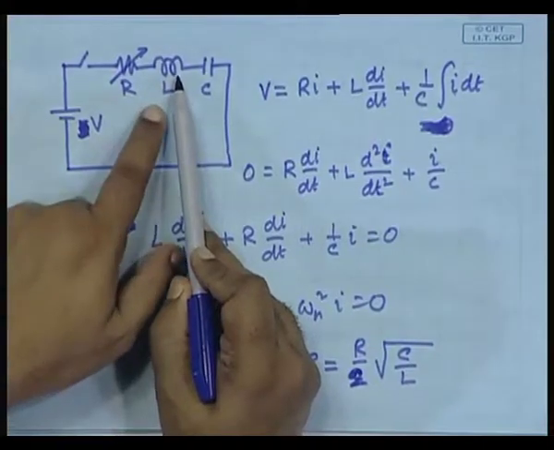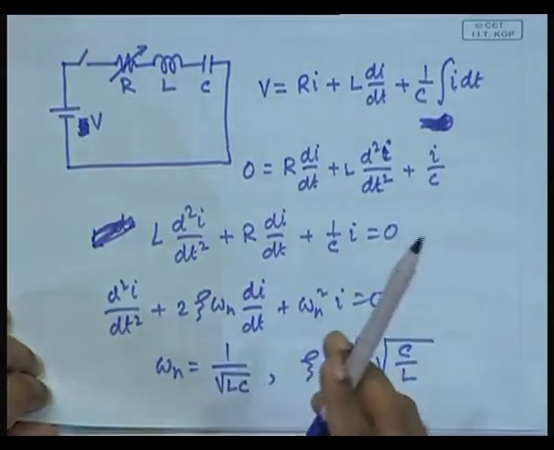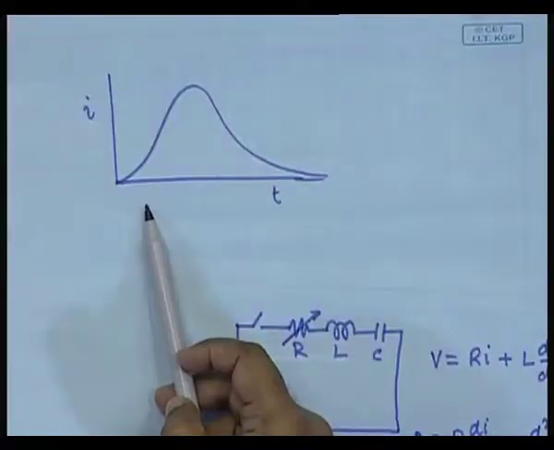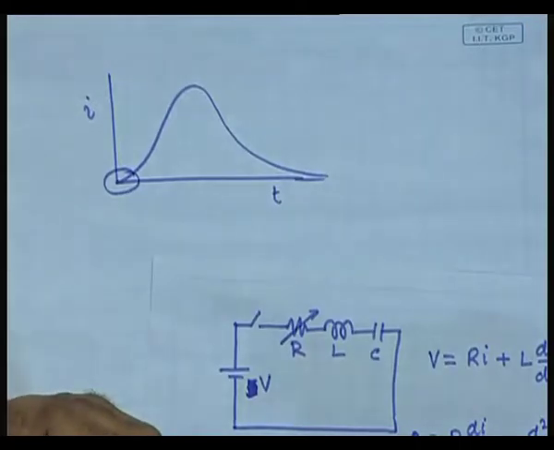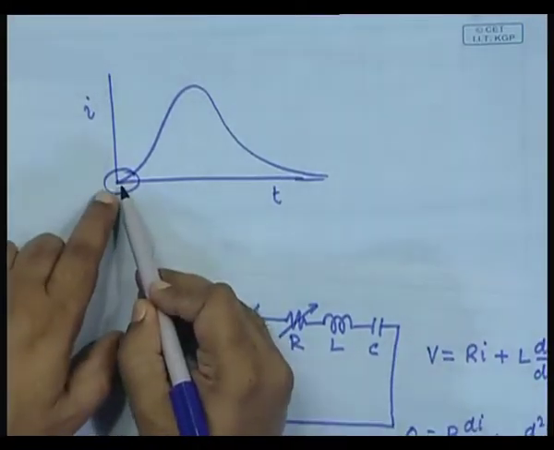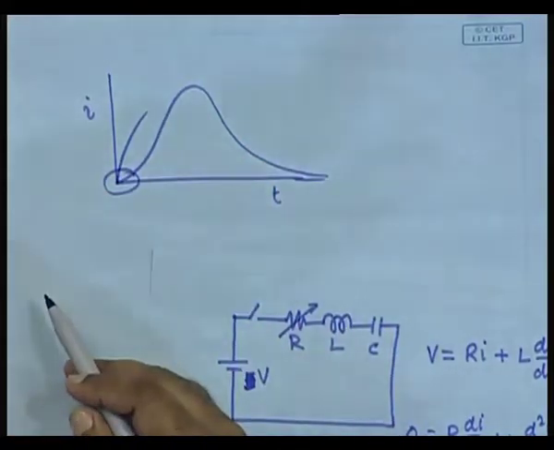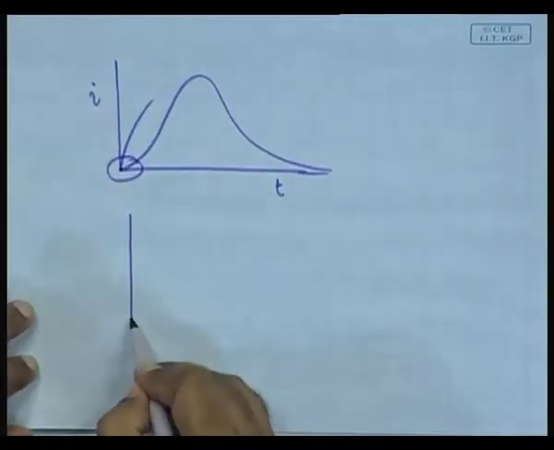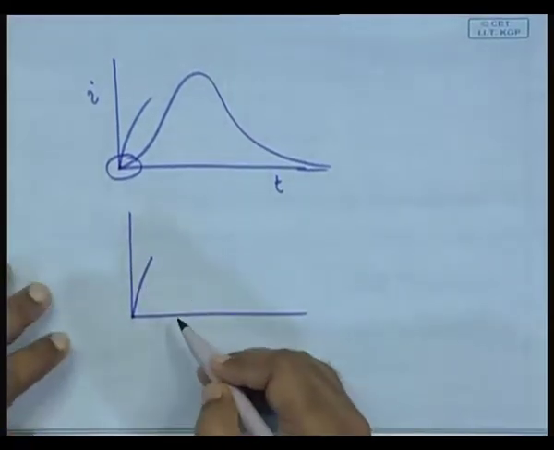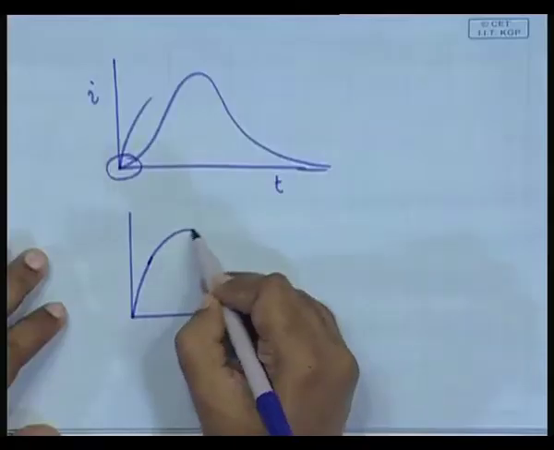So, di/dt initially starts from some value, which means I was somewhat surprised. Didn't you protest this? The slope should not be 0 when it starts. It should start like this, right? Is that right? So, it should start like that at some slope, which is V by L, and then it will go like this.